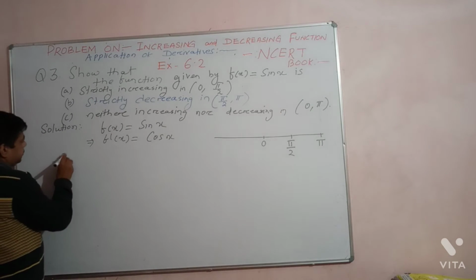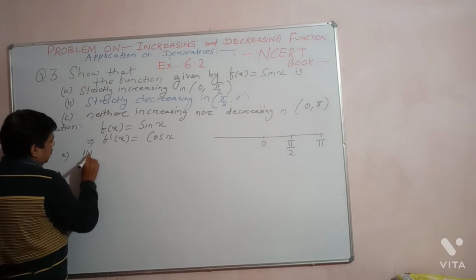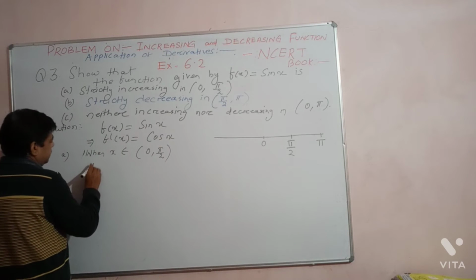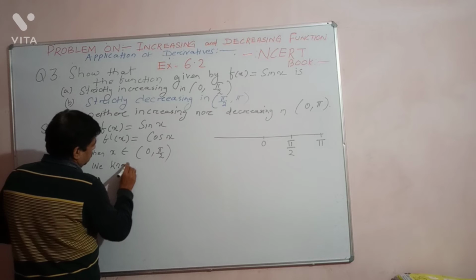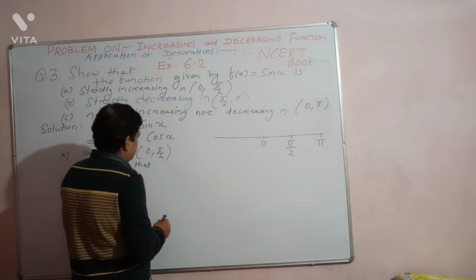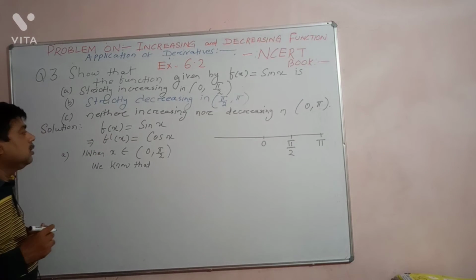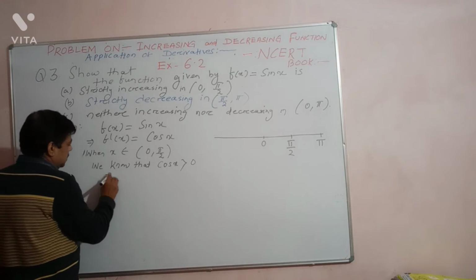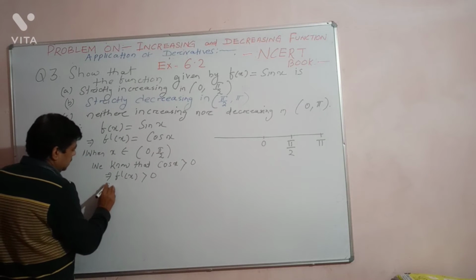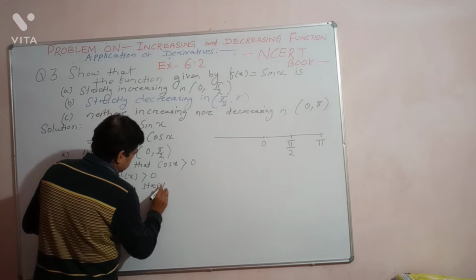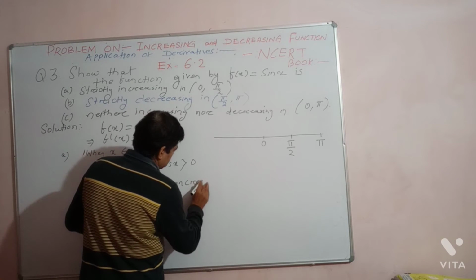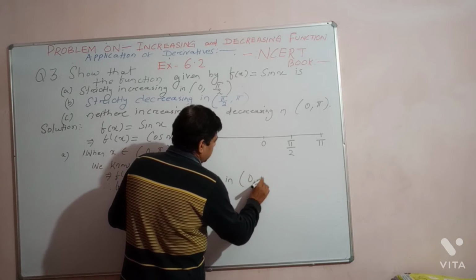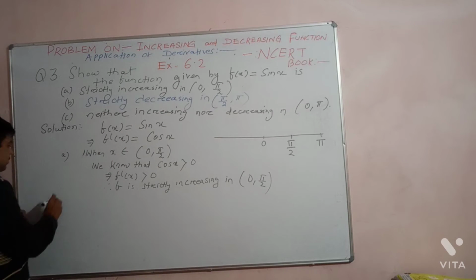Okay, and number A, in the interval when x belongs to 0 to pi by 2, we know that. Here the domain of the function lies in the first quadrant. In the first quadrant, you know, cos x is positive. So cos x is greater than 0 in the first quadrant. Understand? That implies f dash x is greater than 0. Hence f is strictly increasing in the open interval 0 to pi upon 2. Right? Understand?